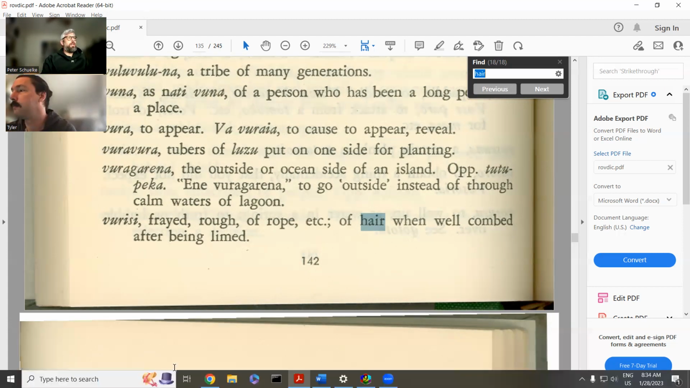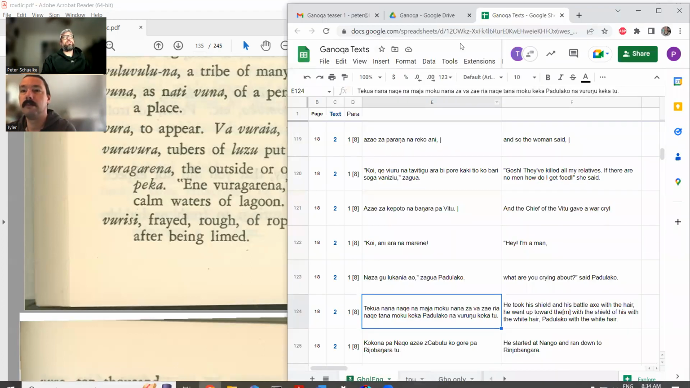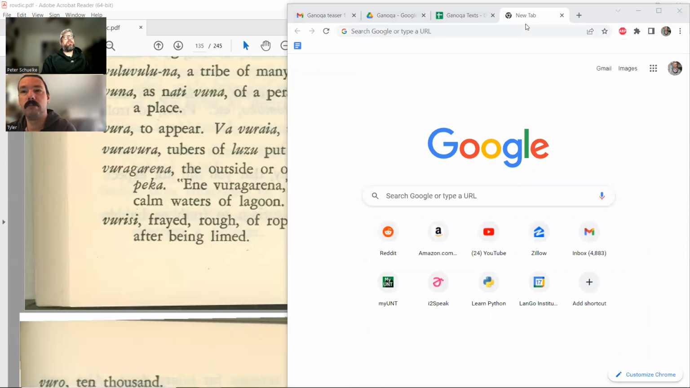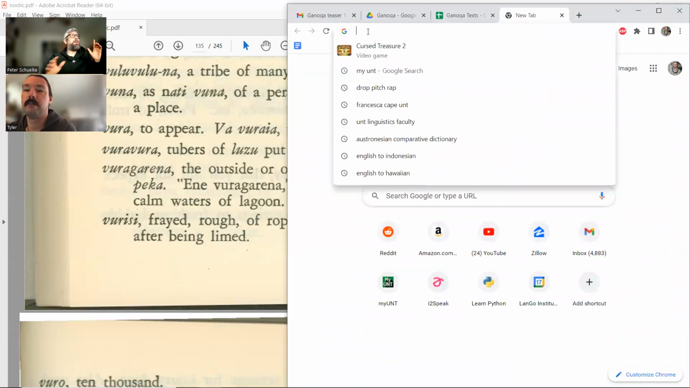Okay. Let's check it right quick. I hate to use Google because it spoils the fun a little bit. And you have to go down these rabbit holes because it's starting to matter clearly whether hair is limed or not. And notice they're talking about the white hair.